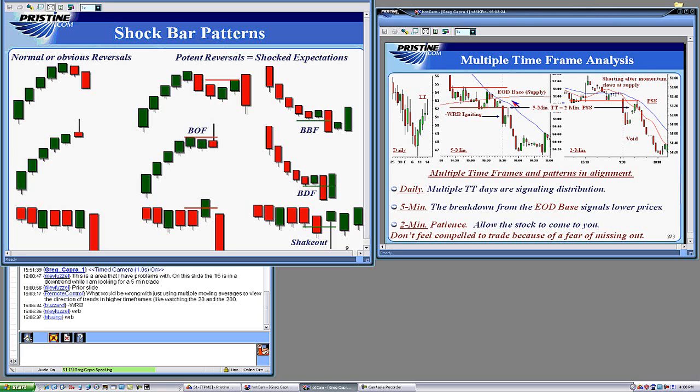Your prices are reacting back up. Here's the supply. Here's the PSS on the 2-minute. The 2-minute allows you to catch the top of the move on the topping tail bar. If you don't look at the 2-minute, our method says you're going to have to trade below the bar of that topping tail bar.